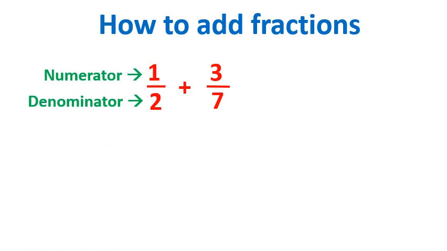Well, first let's start with some terminology. The top number in a fraction is called the numerator, and the bottom number in the fraction is called a denominator. I'll be using those terms while explaining how to do addition and subtraction of fractions.